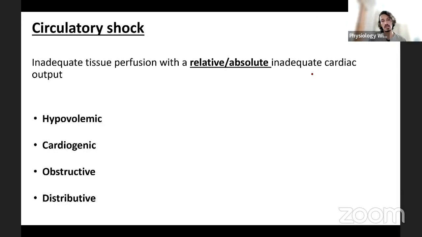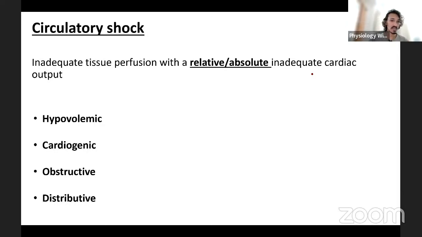Because of that, inadequate tissue perfusion is there. Either because of an actual problem with cardiac output, or even if the cardiac output is normal for the person, but right now at that level the cardiac output is not adequate, resulting in inadequate tissue perfusion. So ultimately, what is the problem? Tissue perfusion is not adequate. This can happen with a lower cardiac output or a normal cardiac output, but at the tissue level it is still not able to perfuse adequately. This is what we call circulatory shock. This is how we define it first. Then, what are the types of circulatory shock?